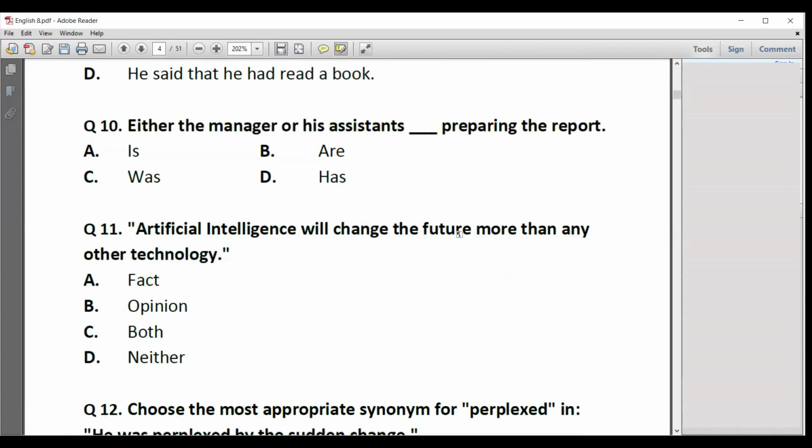Question 10. Either the manager or his assistants dash preparing the report. Option A is, option B are, option C was, option D has. The correct answer is option B are. Here the verb agrees with the nearer subject, that is assistants, and it is a plural.